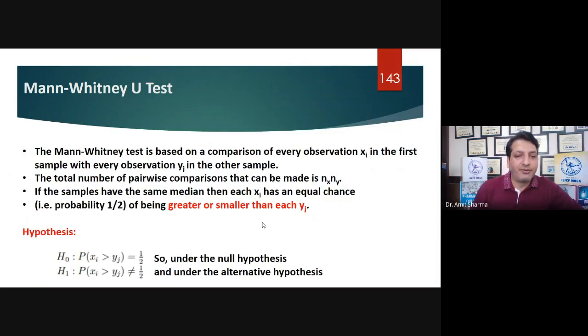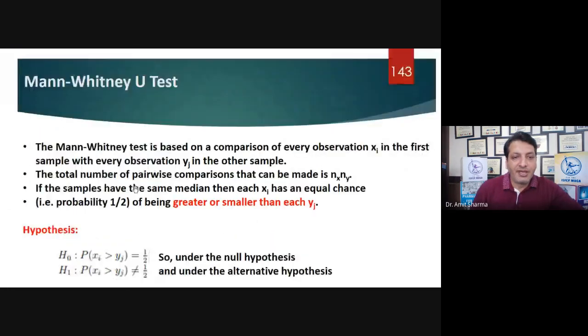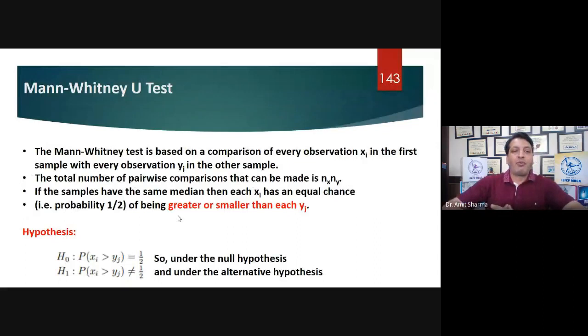So I will show the equation for the Mann-Whitney U in a further slide. But what does the null hypothesis say? The null hypothesis says that the probability is half for being greater or smaller than the y. That means whenever a patient visits the hospital, the probability of going to a particular ward is equal.